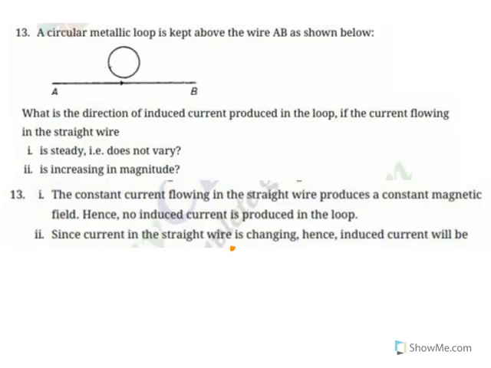A circular metallic loop is kept above a wire AB as shown in the figure. So here we have a current passing, and there is a loop kept above. What is the direction of the induced current produced in the loop if the current flowing in the straight wire is steady? If we have a steady current, so steady current means steady magnetic field or constant magnetic field.